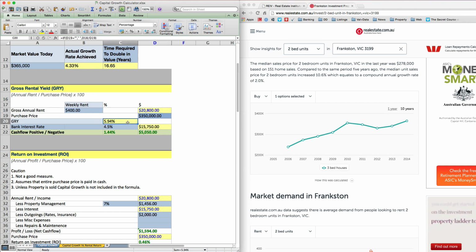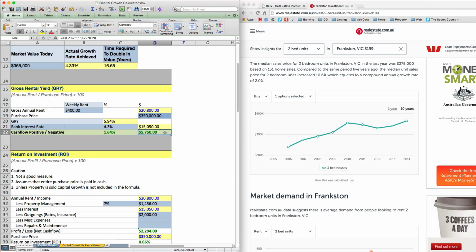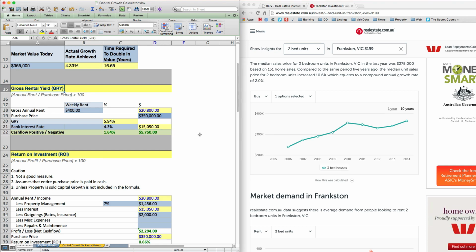The GRY is 5.94%. The bank interest rate, for example, after today, we had an interest rate cut today, so we are sitting at 2% right now. After today, I don't know, you might be able to get something at 4.3% or something. What that tells me is that this property could be positively geared by 5,750 in a year. This can be cash flow positive towards the end of it. So that's what I'm trying to determine from gross rental yield.